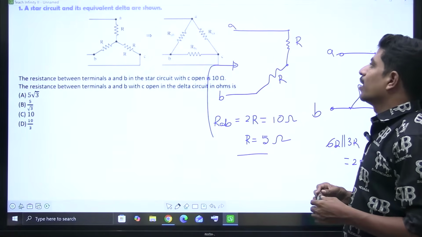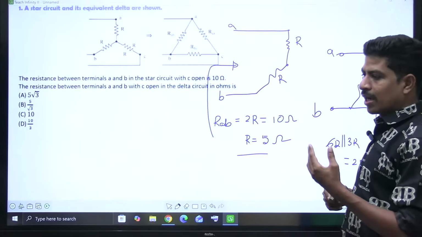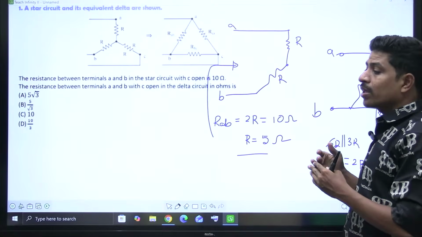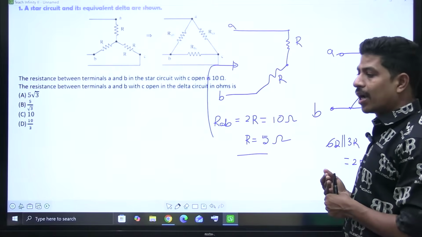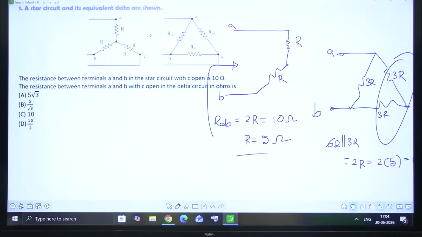Suppose a star connected network of RRR is consuming 100 watts, and the same network is converted into delta. I am repeating, it is converted to delta, which means we are not reconnecting. Star to delta conversion we are doing. How much power will that delta connected network absorb with the same source terminals? Answer me, please.